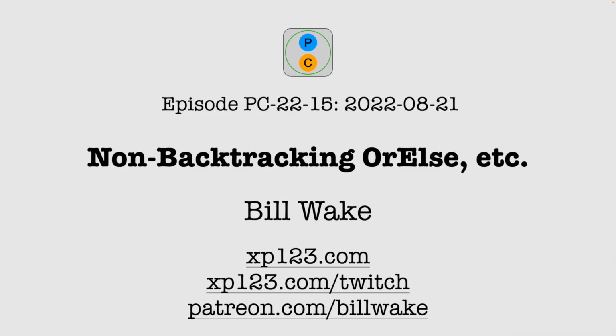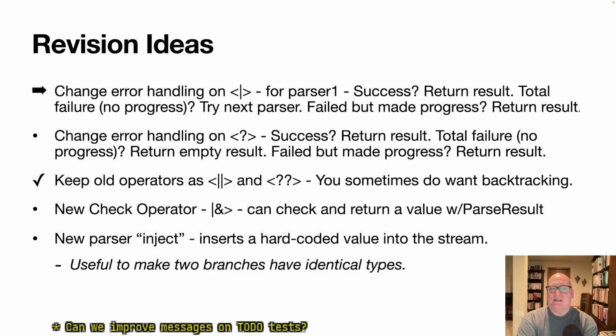We're working on a parser combinator library. We'd been doing some work on the evolutionary design of switching from an old style parser to a new style parser. Along the way, we learned some lessons about our library, and we want to incorporate those. What are we looking at? Well, it's a number of things. The one we're going to focus on first is error handling on the orElse.